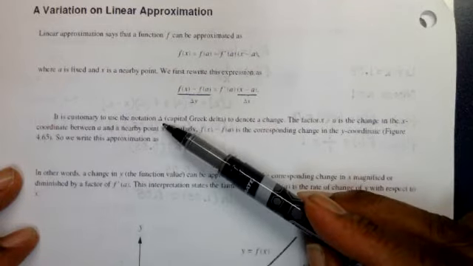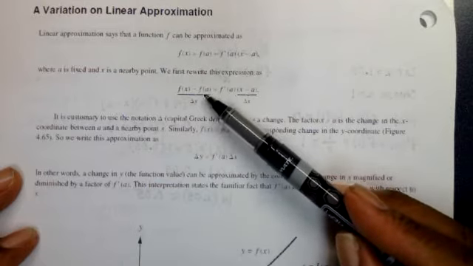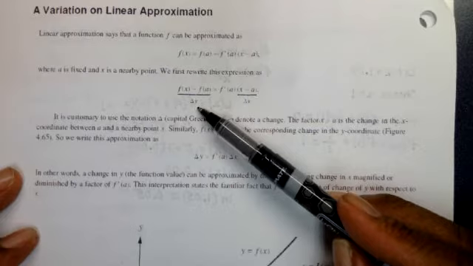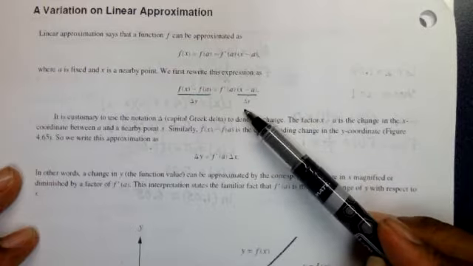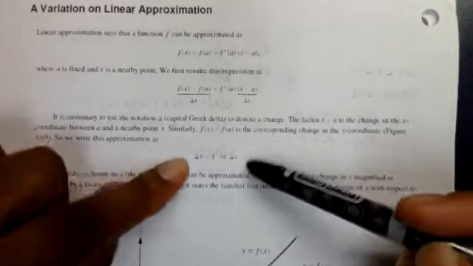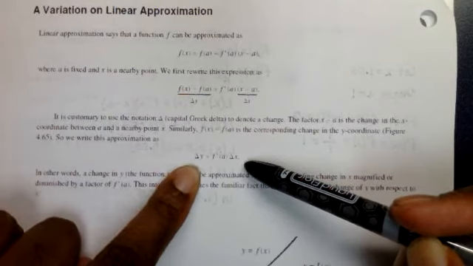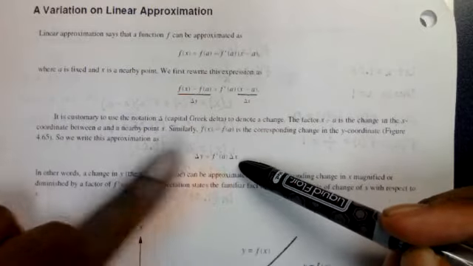Now that f of x minus f of a, here we're going to be using this notation called delta. That's the Greek letter delta to denote change. Here you have the change in your y values, so that's going to be denoted by delta y. And that x minus a is going to be denoted by the change in x, which is delta x. So as you can see, the factor x minus a is the change in the x coordinate between a and some nearby point x. Also, f of x minus f of a is the corresponding change in the y coordinate. Because of that, this can be shortened to this: the change in y is approximately equal to f prime of a times the change in x, or delta x.